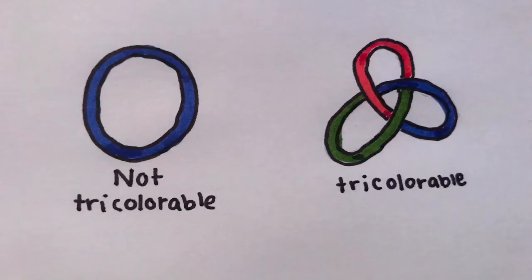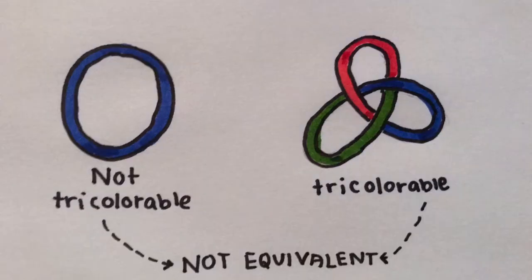This is a knot invariant because of the property that if a knot is tricolorable, any of its equivalent knots must also be tricolorable. For example, the unknot is not tricolorable. This means that if any given knot is tricolorable, it cannot be equivalent to the unknot.